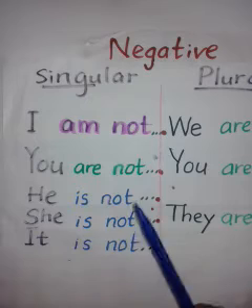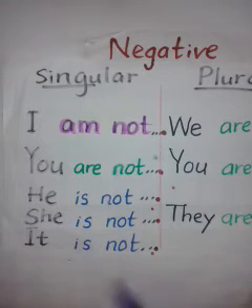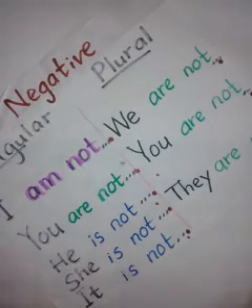He is not. She is not. It is not. ඔහු නොවේ. ඇය නොවේ. එය නැත්නම් ඌ නොවේ කියන අදහසින් sentence හදාගන්නේ මෙන්න මේ විදිහට. It is very easy, isn't it, children? Yes. Now, let's look at our activity.